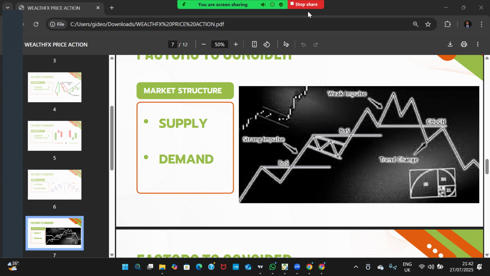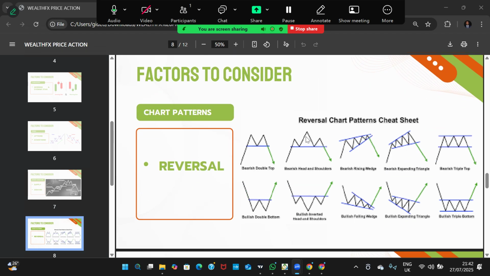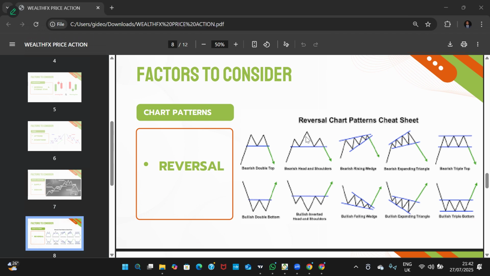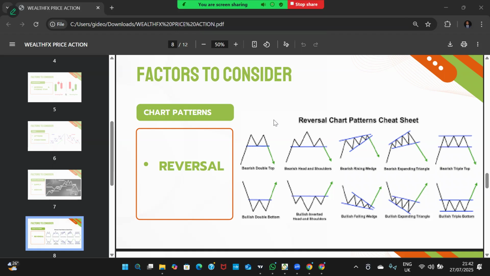Okay, moving on, we have chart patterns. Now, there are a whole lot of chart patterns, but for the sake of this class, I categorize them into two. And the first one I'm going to be talking about is reversal chart patterns. Now, reversal chart patterns are patterns that you observe in the market when the market is about to change direction. An example of a reversal chart pattern is the bearish double top. And double top, what does that mean?